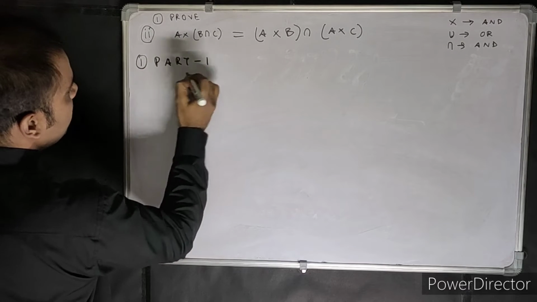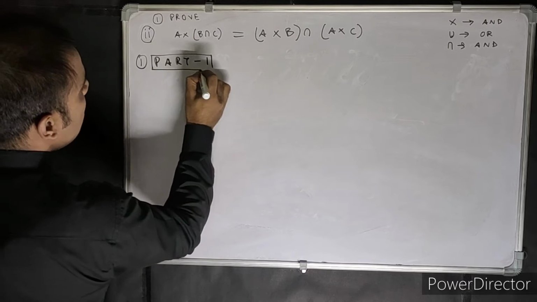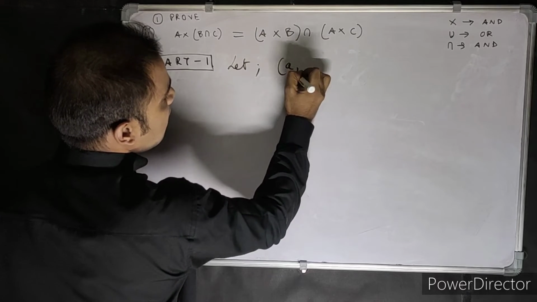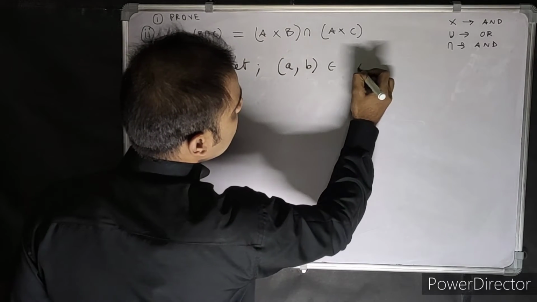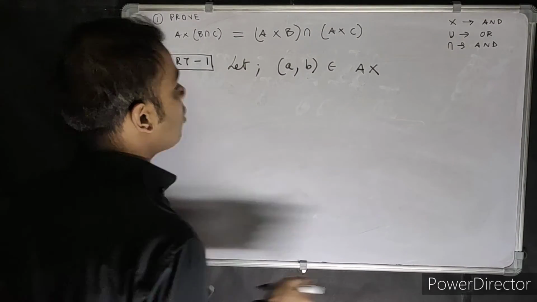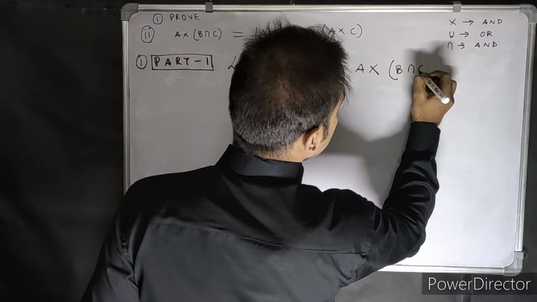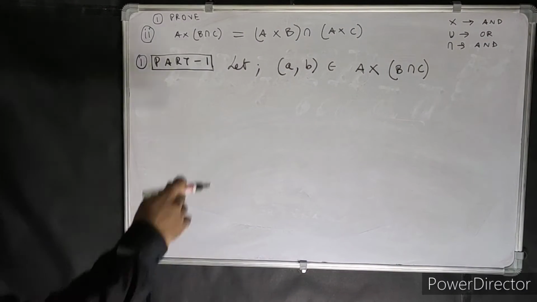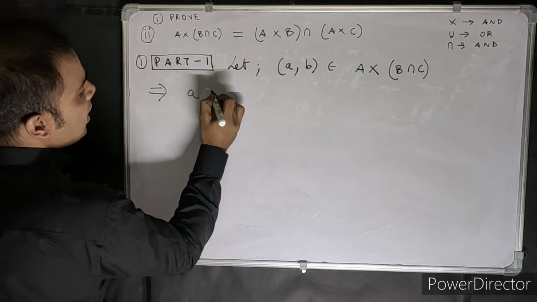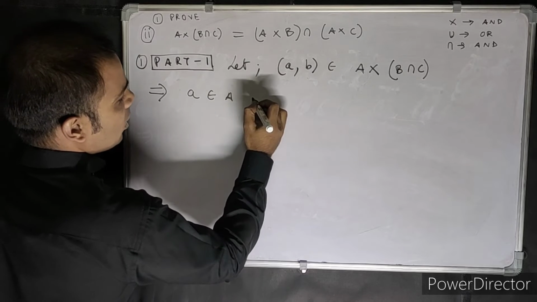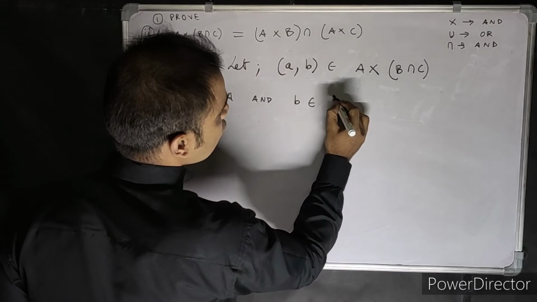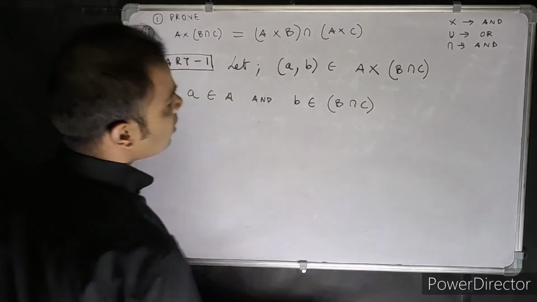This is part 1. Part 1, how do you start? Let A comma B belong to A cross B intersection C. So we started with that. So let us start splitting it. Implies A belongs to A, and write it like this, and B belongs to B intersection C.